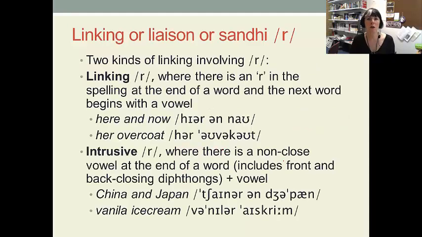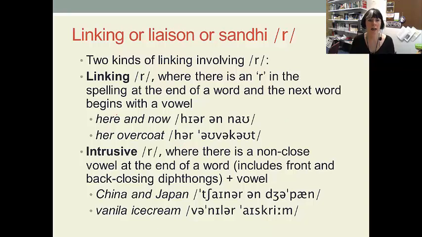Moving on to linking or liaison or sandy R, there are 2 kinds of linking involving R. One of them is linking R and the other one is intrusive R. In linking R, where there is an R in the spelling at the end of a word and the next word begins with a vowel, I'm going to produce the R, or I can produce the R. Remember, these are optional processes.